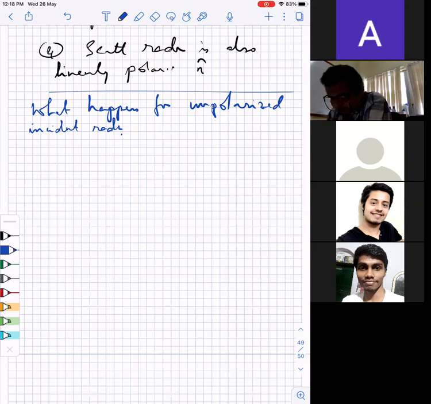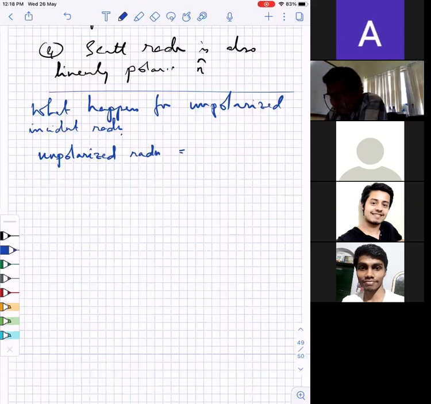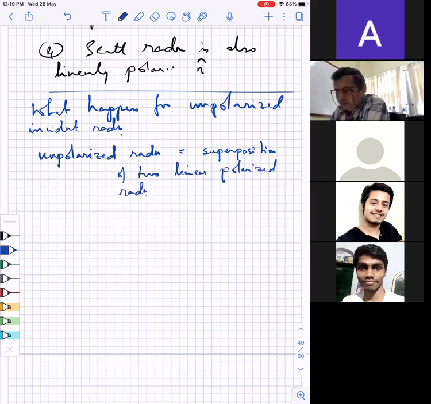I hope you can understand what I'm writing. Sometimes the writing becomes very bad. The unpolarized incident radiation is basically a superposition of two linearly polarized radiations. They are all incident beams, by the way, with perpendicular directions.